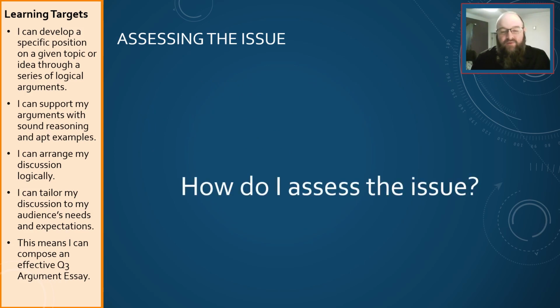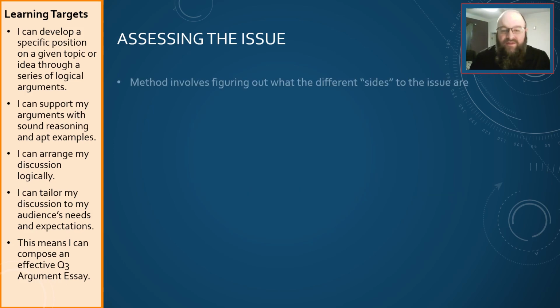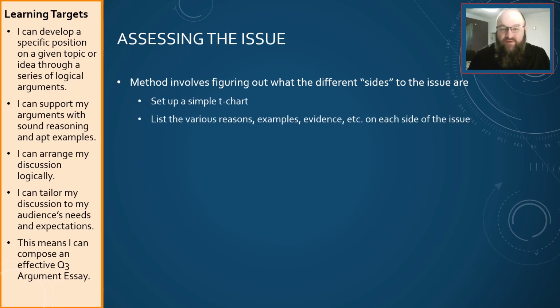So how do I go about assessing the issue on a Q3 or Q1 prompt? Well, the technique I recommend is pretty simple. This method involves figuring out what the different sides to the issue are, whether it's pros and cons or actual sides within a debate, just trying to find out what those sides are. So to do this, you want to set up a simple T-chart and list the various reasons, examples, evidences, etc. on each side of the issue.